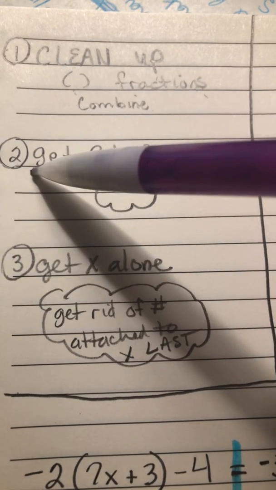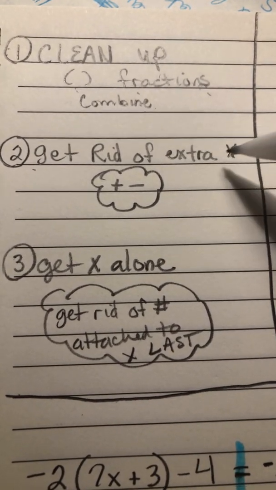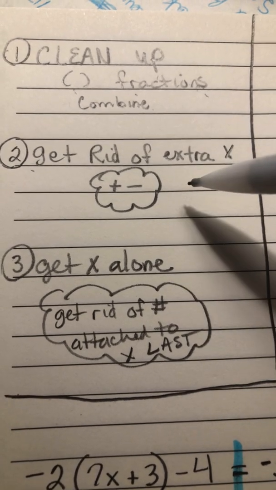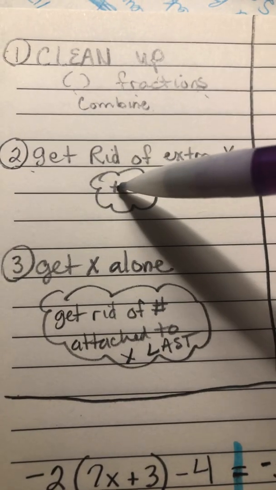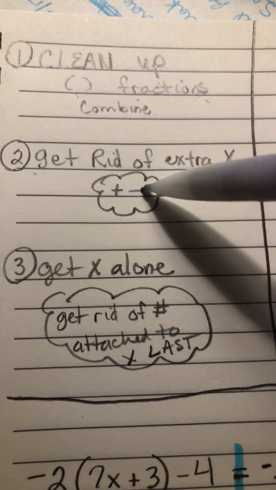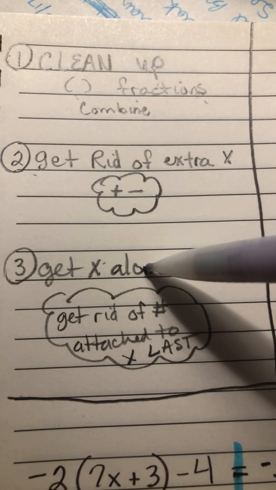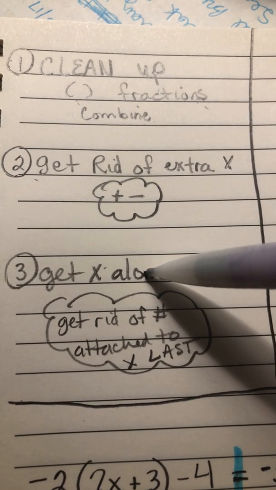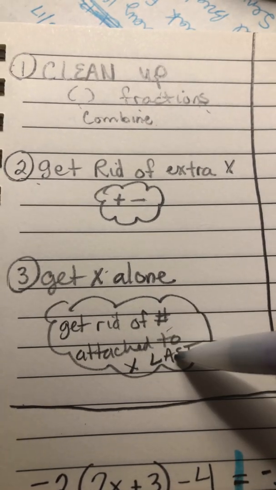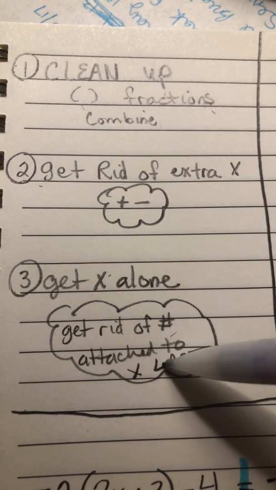Then step 2, if we have more than one x or y or whatever letter that's in the problem, we're going to get rid of one of them because we only want one letter in the problem. So if you're going to get rid of one of the terms, you're going to have to add or subtract to do it. And then step 3 is get x alone on one side of the equal sign, get rid of everything that's with it. So get rid of the number that's attached to the x last. And so you'll see how that works out. So these are the 3 steps I'm going to follow.